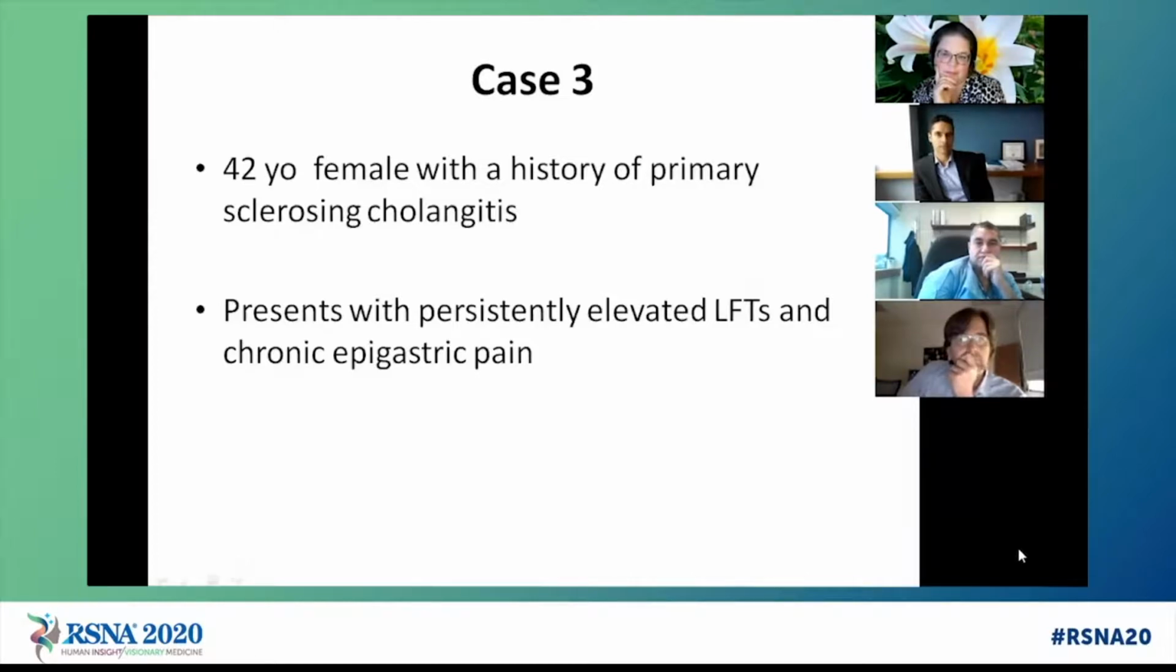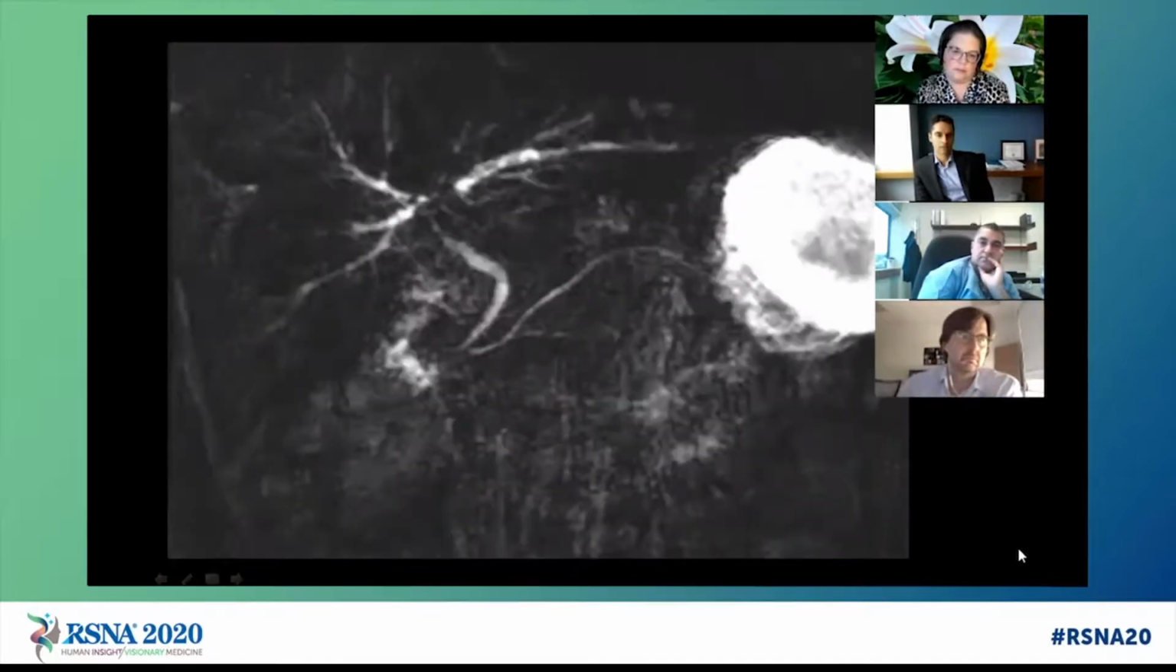So the third case is a 42-year-old female with a history of primary sclerosing cholangitis, and she presents with persistently elevated LFTs and chronic epigastric pain. And this is what her imaging shows, her MRCP. Can you describe what it shows, Dr. Baer?